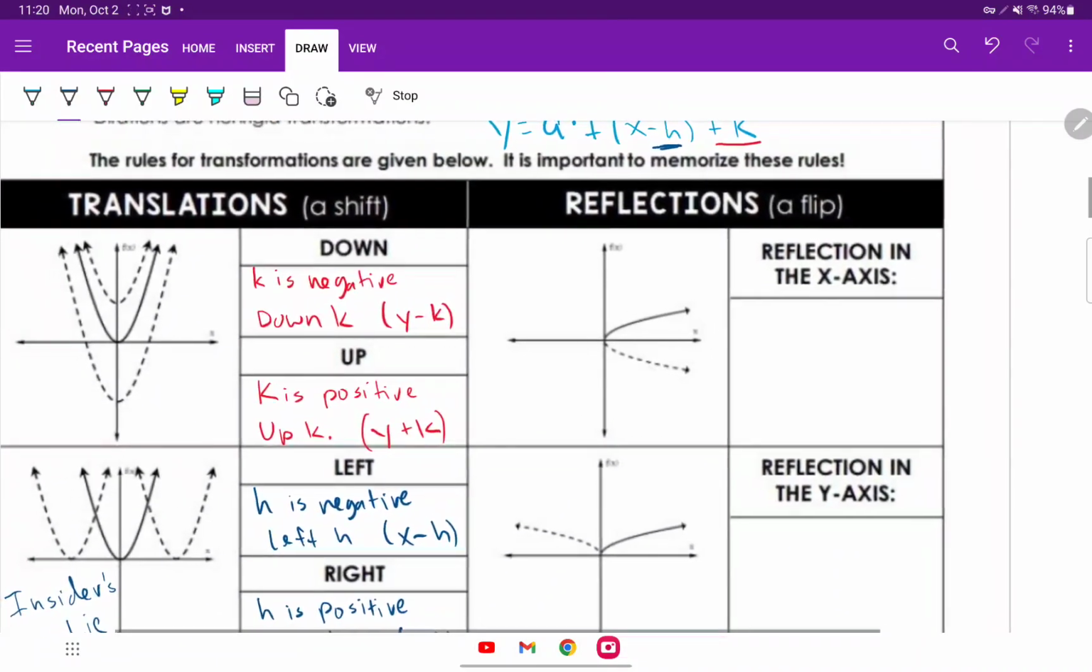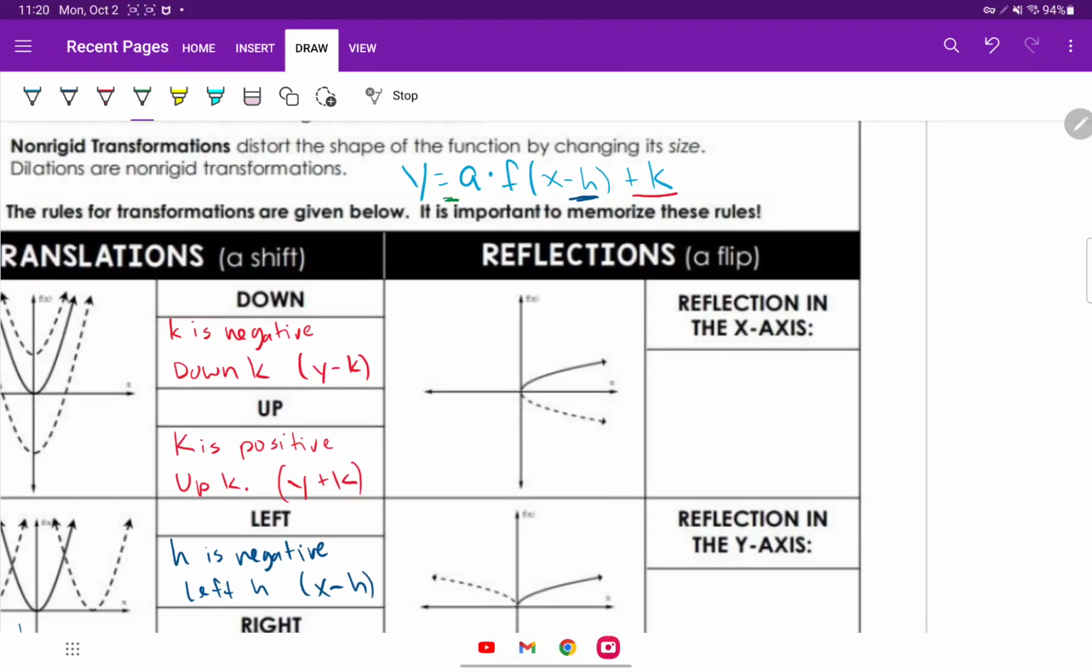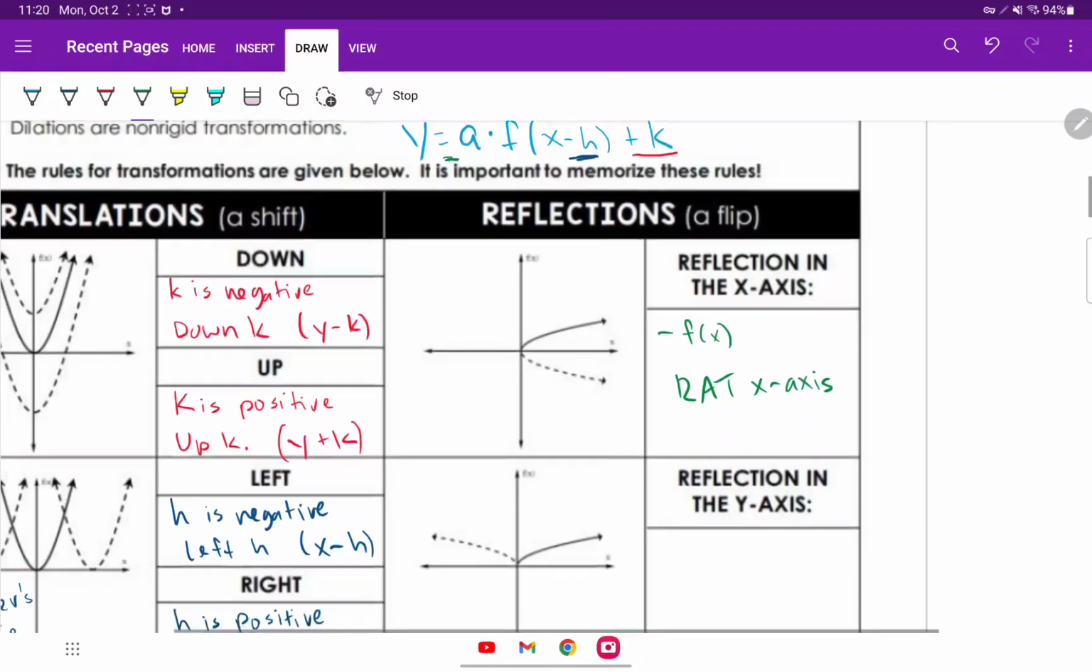All right, and then we have some reflections right here, and that's in the very front of your equation. So somewhere right over here in front of the a. So if that value is negative in front of the a, then it reflects across the x-axis. So the formula you might see is negative f of x. So notice the negative is in front of the whole function, and that means it reflects across the x-axis. You'll see me use the phrase RAT x-axis or RAT x, which means reflection across the x-axis.